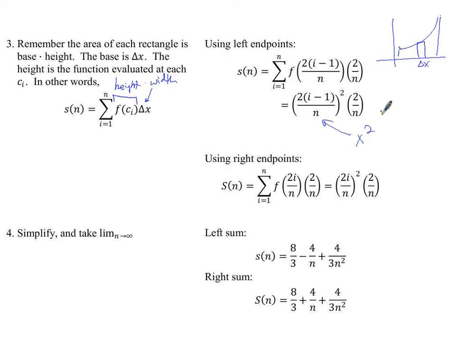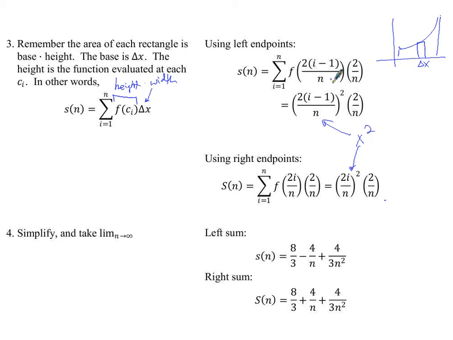If I was using my right endpoints, it's the same setup. I don't know why that's capital and that's small. They should be the same. So one or the other, doesn't matter to me. Equals the sum from i equals 1 to n of the function evaluated at my c sub i, this time 2i over n, times the delta x, 2 over n. Substitute it into my function, again x squared, so it becomes 2i over n squared times 2 over n, my delta x. And then I simplify.